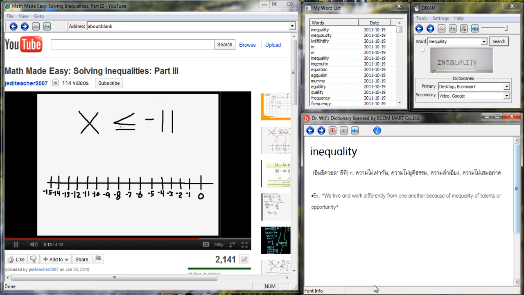To plot x is less than or equal to negative 11 on a number line, I create a number line that looks similar to this. I find negative 11, which is right here, and because x has a value that is less than or equal to negative 11, this time, instead of having an open circle, I'm going to fill the circle in. It's going to be a closed circle because the value of x includes negative 11. But it also includes anything that is less than negative 11. So I create a bar to highlight all values that are less than negative 11.